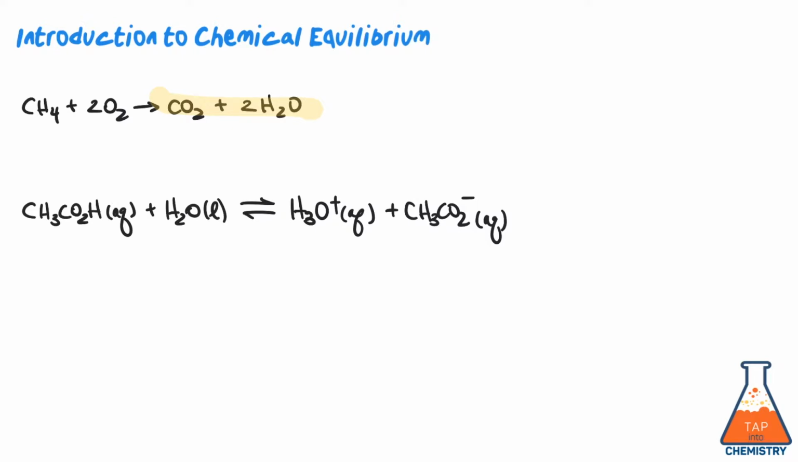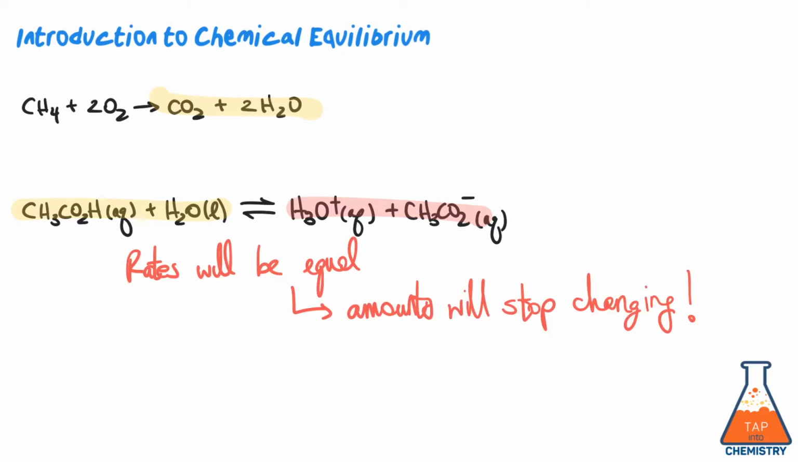And these are ones in which reactants, for example in this case acetic acid and water, will react to form acetate ion and hydronium ions. However, the hydronium ions and acetate ions that are made will also react with each other to go backwards, so to speak, and make more of the water and acetic acid. And this is what is meant by dynamic chemical equilibrium. Now, this never stops. In fact, reactants and products are constantly being made, but at a certain point, the rates of both the forward and reverse reactions are equal, and so the amounts will stop changing.